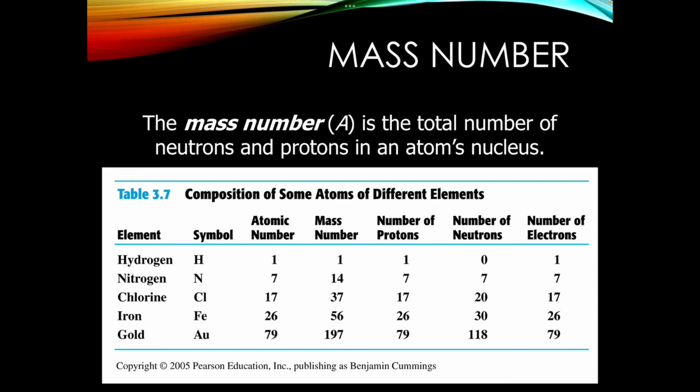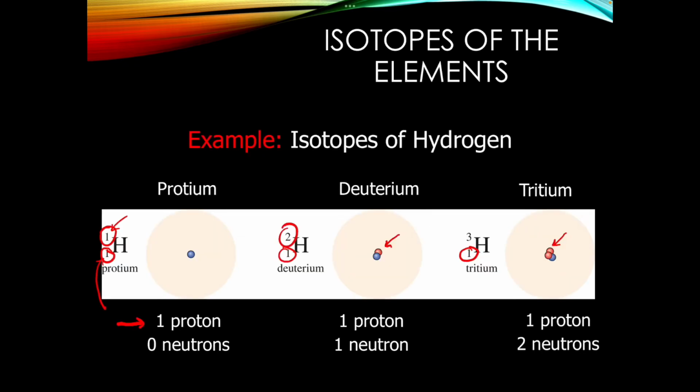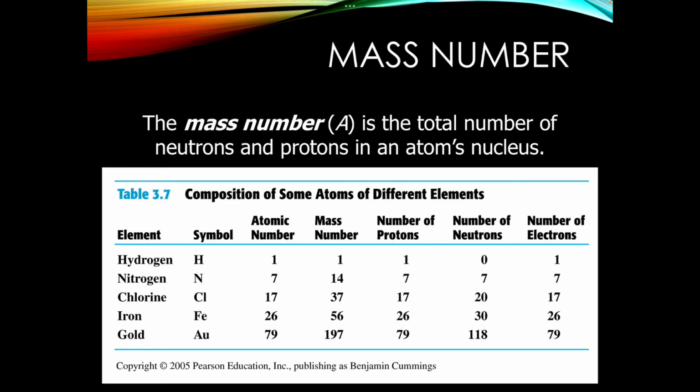So the mass number that we're seeing on the top here, that mass number is the total number of neutrons and protons in an atomic nucleus. So let's say the first isotope of hydrogen had 1 proton and no neutrons, so 1 plus 0 gives us a mass number of 1. Whereas if we look at an isotope of chlorine, it has 17 protons and 20 neutrons, therefore its mass number is 37. So our mass number is the number of protons plus neutrons in the nucleus.